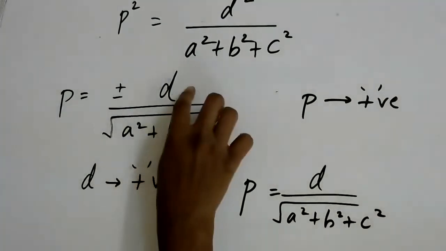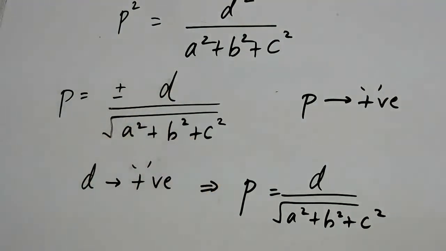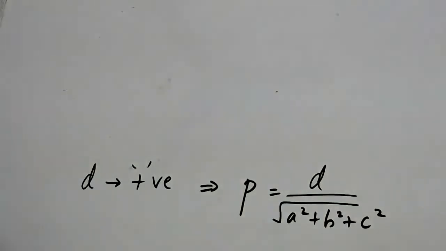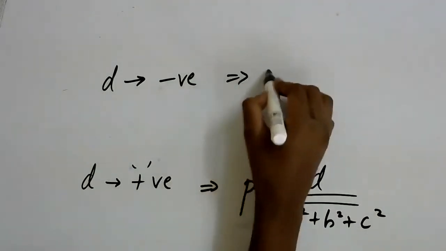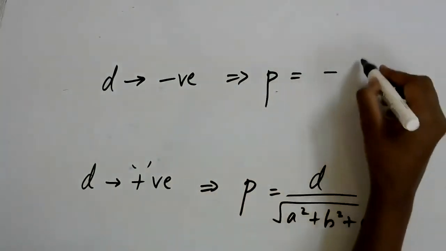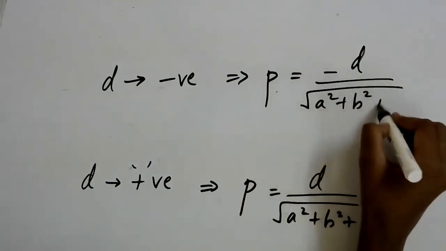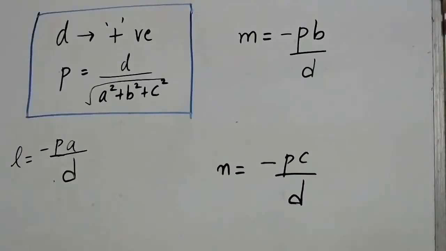And whenever d is negative, we choose the negative sign, so that negative times negative becomes positive. So we maintain that the p value is positive. So whenever d is negative, we have p is equal to minus d upon root of a square plus b square plus c square. And for d positive, we have p is equal to d upon root of a square plus b square plus c square.